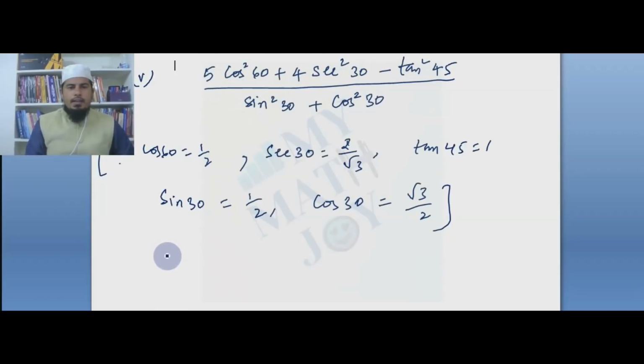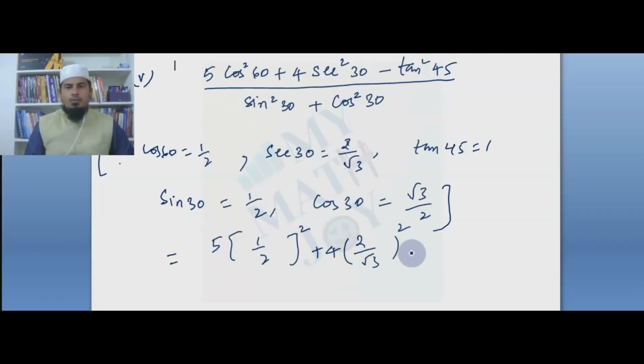So we are now evaluating 5 times cos 60. Cos 60 value is how much? 1 by 2, squared, plus 4 times secant 30 value. Secant 30 value is how much? 2 by root 3. Square is there, so you square it. If cube is there, cube.